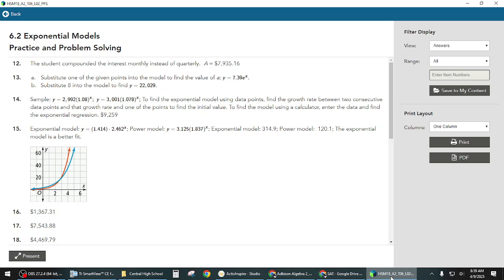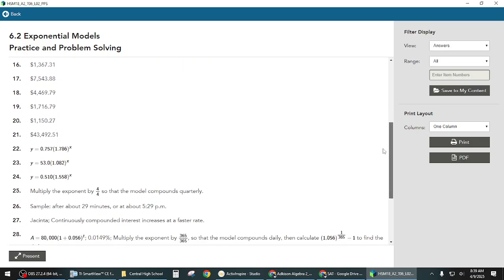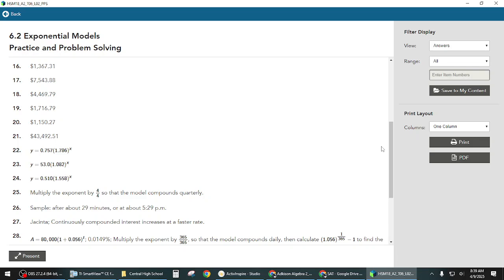16 through 19. 16, you should have got $1,367.31. 17, $7,543.88. 18, $4,469.79. 19, $1,716.79. Can you do 18? Yeah, I can do 18. Let's finish checking and then we'll do those.